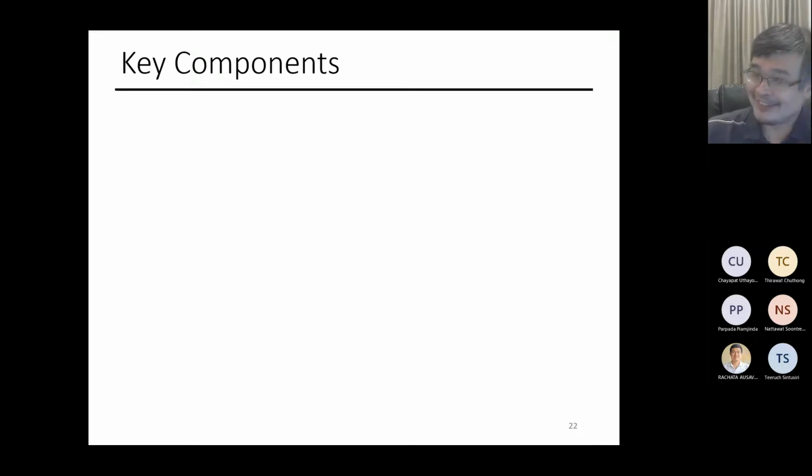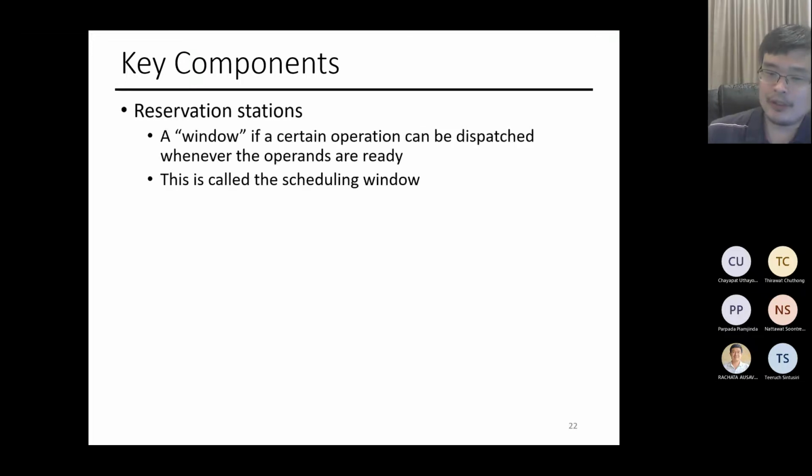So what are the key components that you need in order to perform the out of order execution? You need what we call the reservation station. The first component is called reservation station. This is like a window of all the instruction that can be dispatched. So think like the instruction window that you see earlier, but a little bit more formal, right? We call this a scheduling window. So it contains instruction.